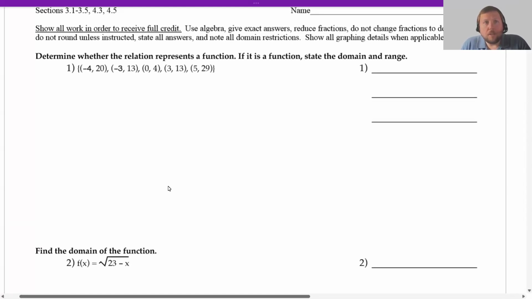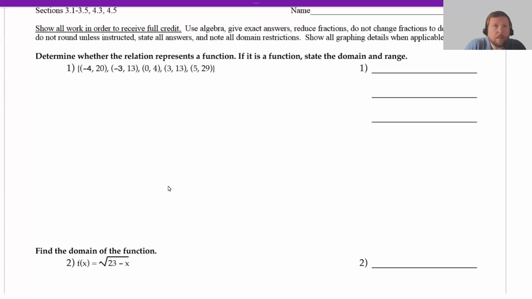So show all work in order to receive full credit. That applies to the actual test itself. There are some questions where if you just provide answers and do not back it up with work, you will not get full credit for the question. So make sure to back up your claims by either using what the problem is calling for: algebraic work, graphs, sentences explaining your reasoning, etc.